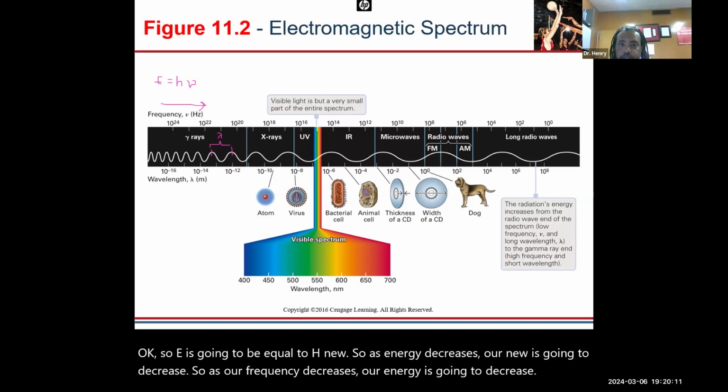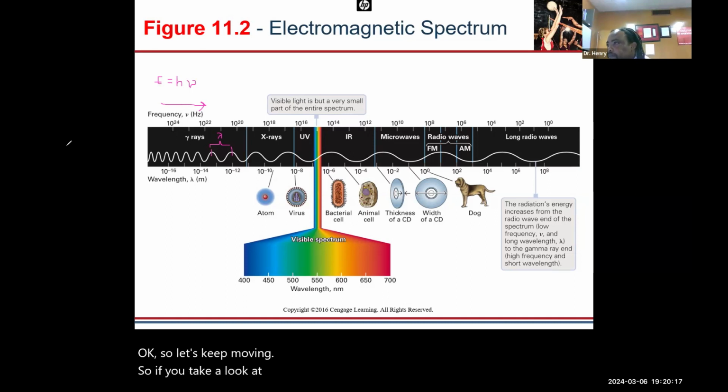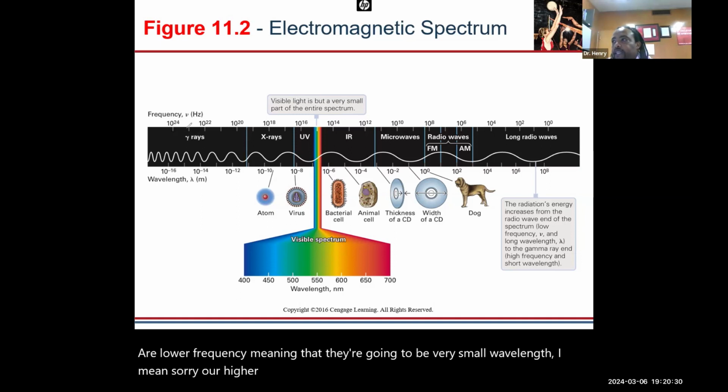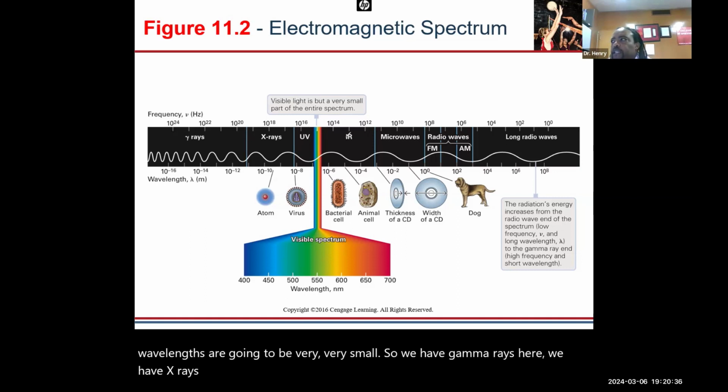Okay, so let's keep moving. Our higher frequencies are going to have very small wavelengths. So the wavelengths are going to be very, very small. We have gamma rays here, X-rays here, UV rays, and IR. In between UV and IR, we have our visible light.